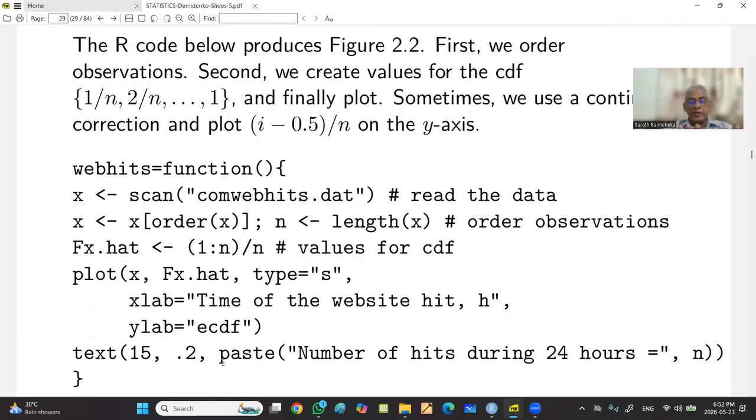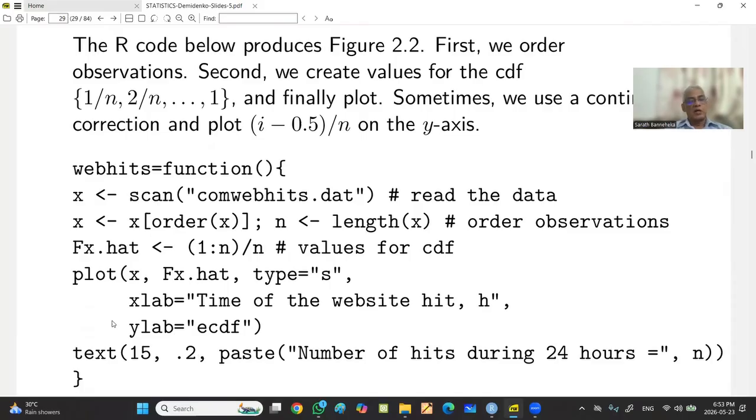So it will combine these two things and prepare one line. That line will say "number of hits during 24 hours equal", and then whatever the n will be is substituted here. So that will be one sentence. The middle point of that sentence will be x equal to 15 and y equal to 0.2. Right.